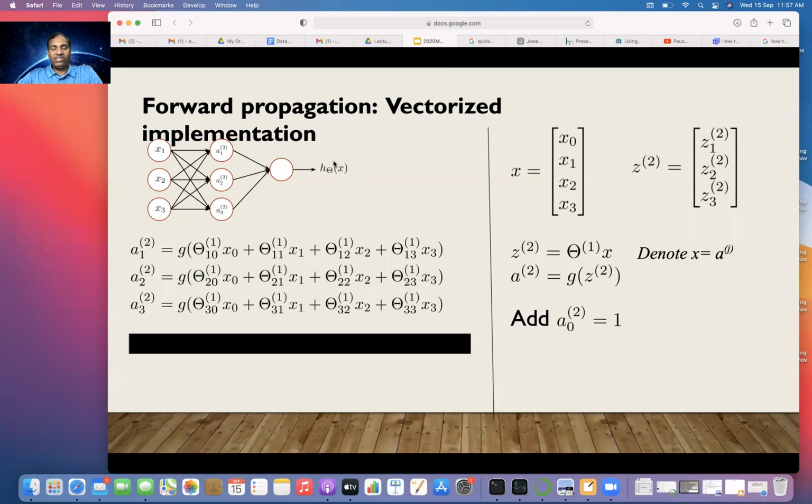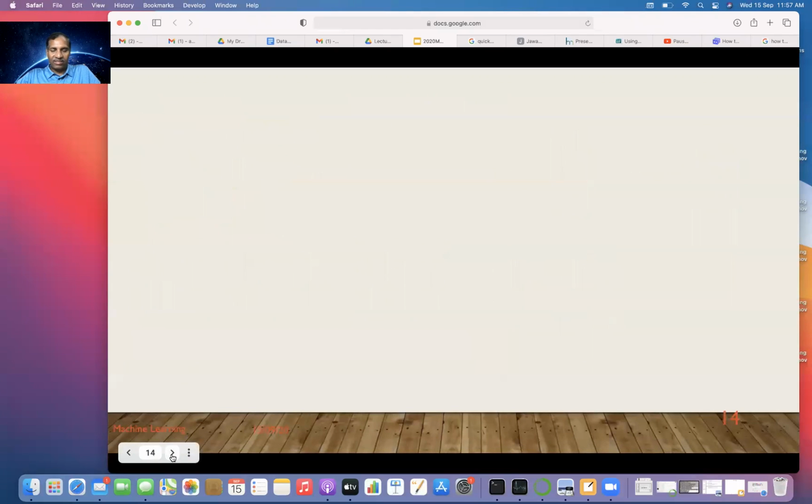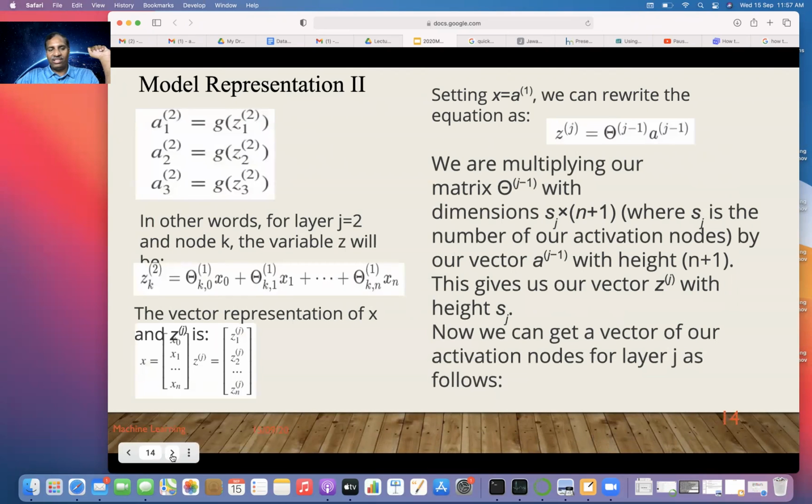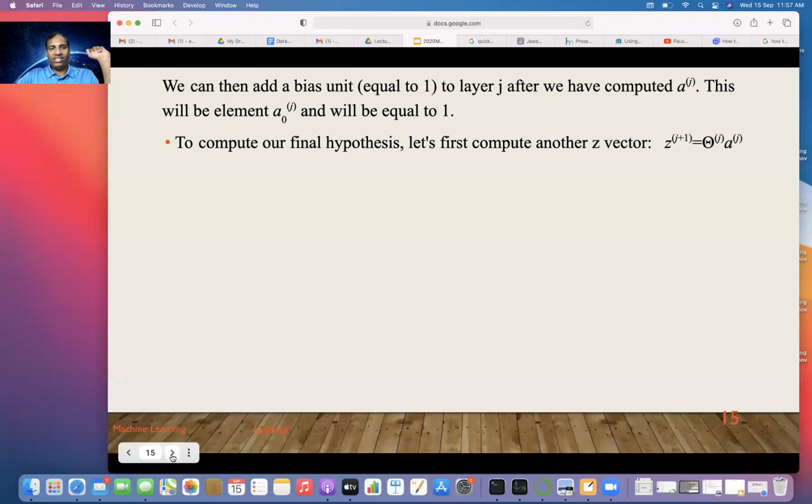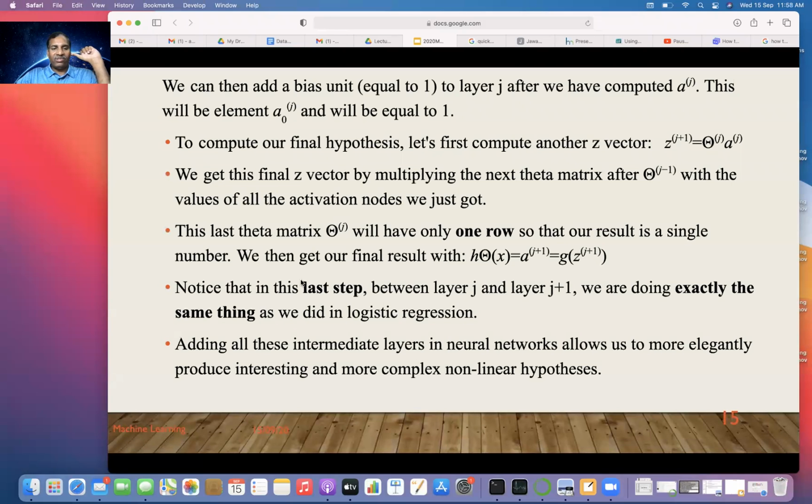So from this hypothesis, you will compute whether this belongs to this class based on that probability, if it is a binary classification. Of course, we are discussing only binary classification here. That's why he describes that the last layer will have only one row. Notice that in this last step between layer j and layer j plus 1, we are doing exactly the same thing as we did in logistic regression. Adding all these intermediate layers in neural networks allows us to more elegantly produce interesting and more complex nonlinear hypotheses. So we allowed them to interact and produce new signals. That's why it has become nonlinear now.